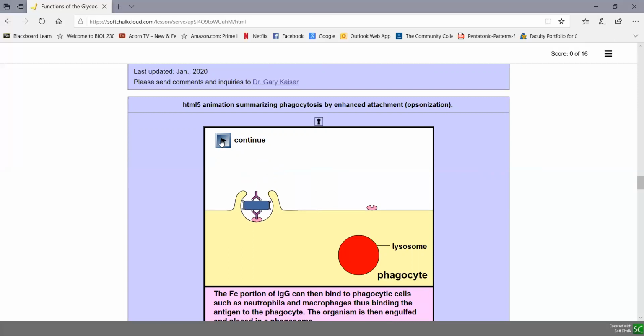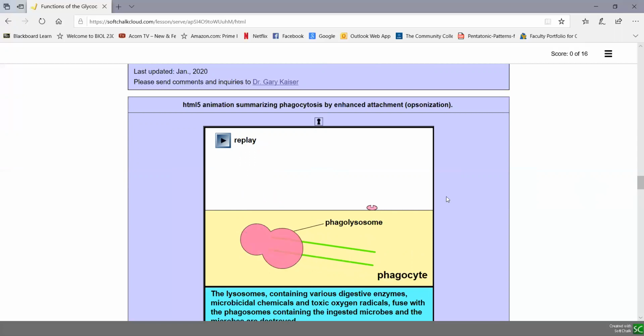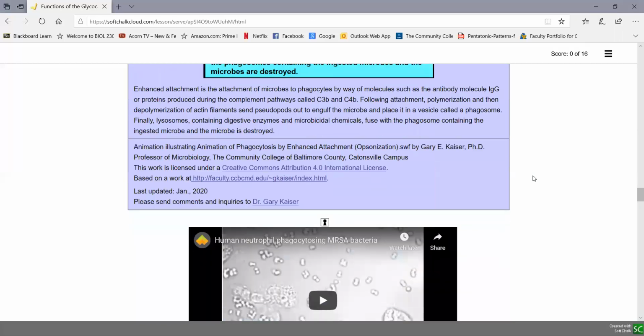And again, through polymerization and depolymerization of actin, the organism is engulfed and placed in a phagosome. And then the lysosome, the membrane sac containing the digestive chemicals and killing chemicals, will travel along the cytoskeleton and fuse with a phagosome to produce a phagolysosome. And at that point, the organisms are killed and digested.